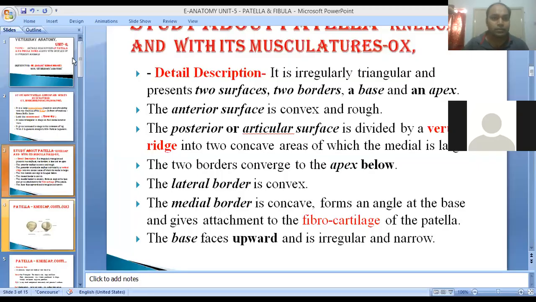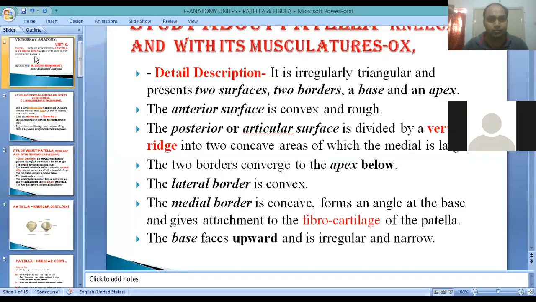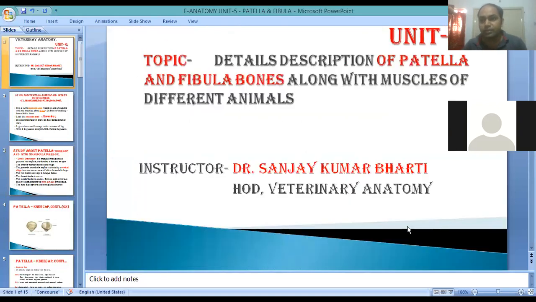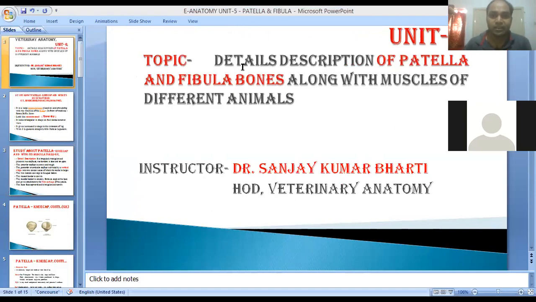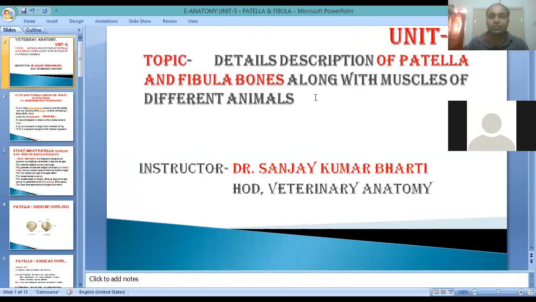So in continuation with that, we have completed some bones of the hind limb. Today we will be discussing the bones which are mainly present near the hock and stifle joint and which play a major role in the formation of the stifle joint. So today's topic will be the patella and one long bone in the ox, that is the rudimentary bone, the fibula.